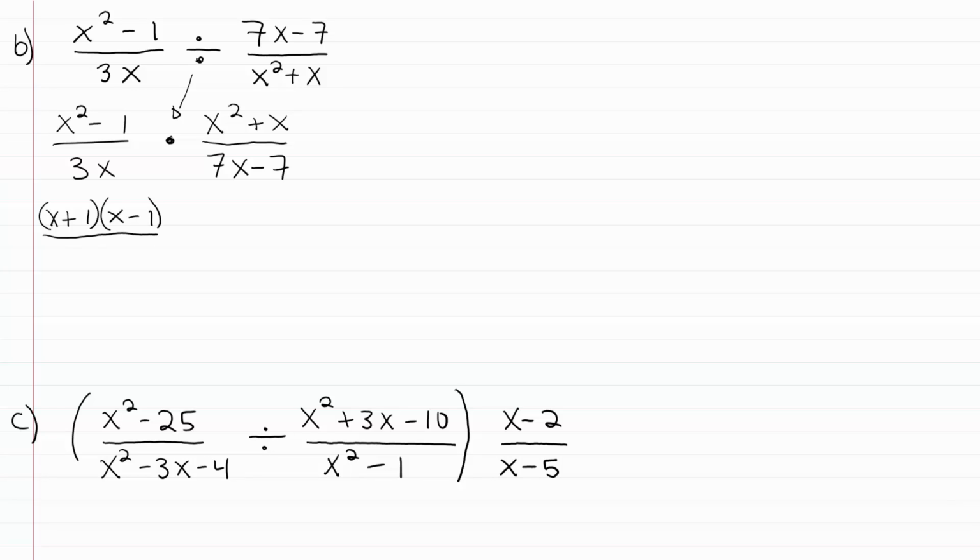Then draw your fraction bar, write your 3x because that's already factored. Okay, let's factor the second rational expression. We're going to factor out an x out of the numerator because that's common to both terms in the numerator. When you take x from x squared, you're left with just x. And when you take x from x, you're just left with 1. So your factoring is x times x plus 1.